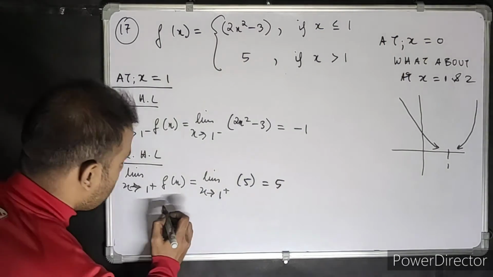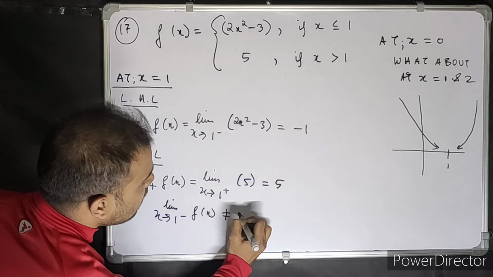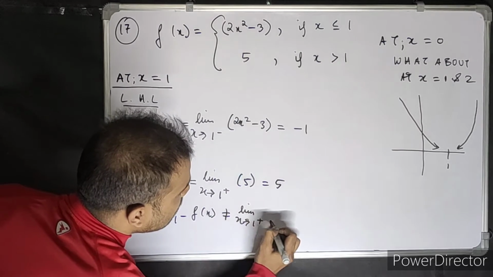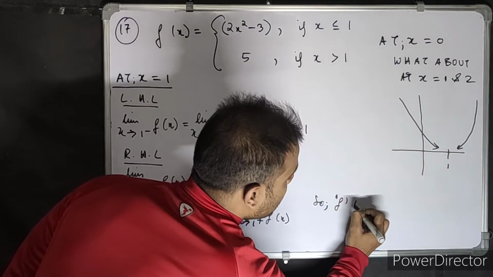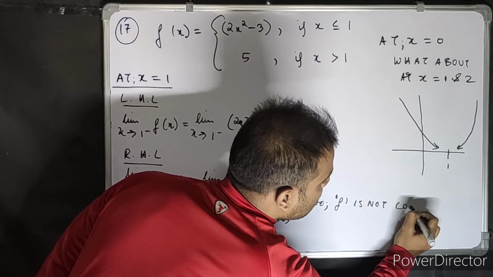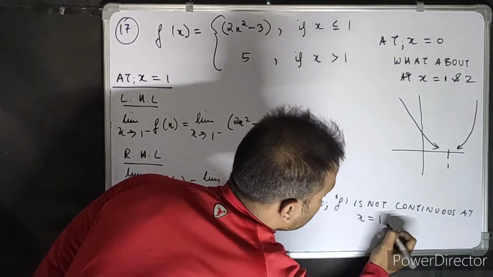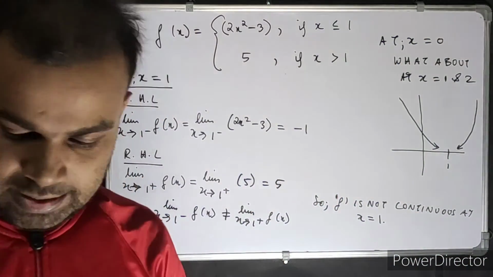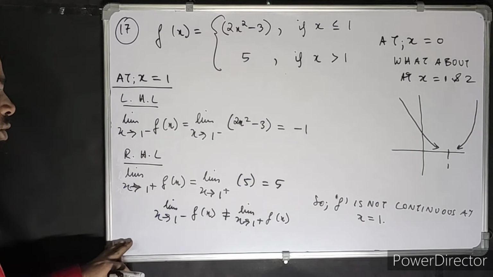Okay. So limit x tends to 1 negative, f of x is not equal to limit x tends to 1 positive, f of x. So f is not continuous at x equal to 1. So f is not continuous at x equal to 1, discontinuous. Let's check at x equal to 1. Then it says 5.1, where is it? At x equal to 1, discontinuous, it says. So at x equal to 1, you can see it's discontinuous.